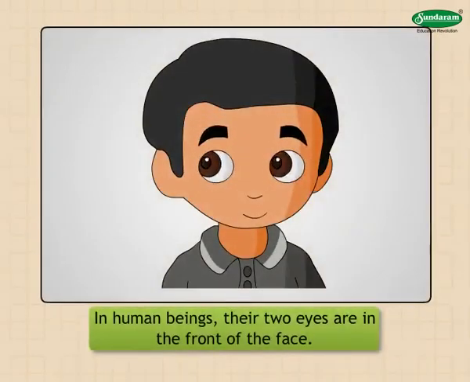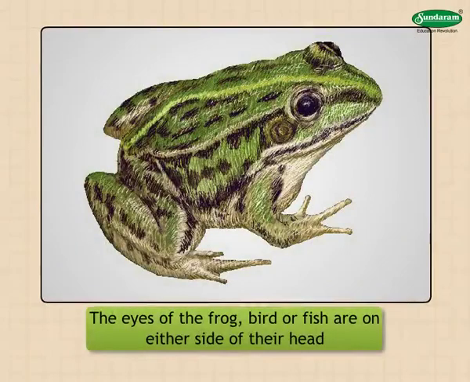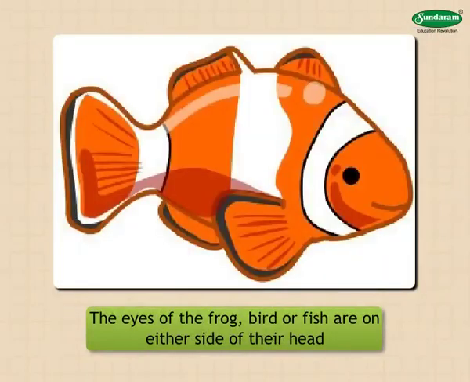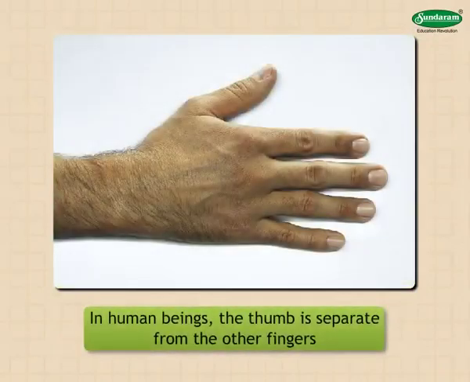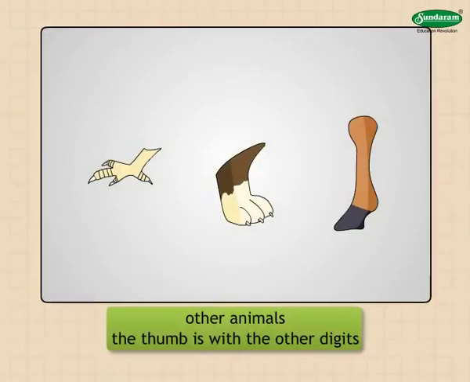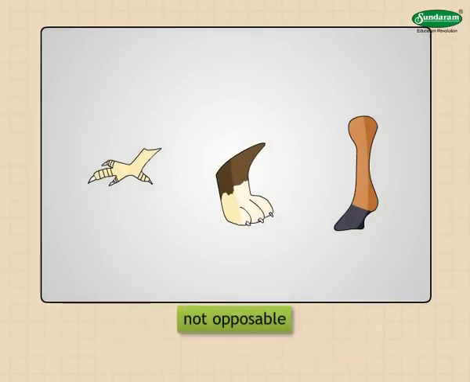In human beings, their two eyes are in front of the face. The eyes of the frog, bird, or fish are on either side of their head. In human beings, the thumb is separate from the other fingers and can be brought in front of them. It is said to be opposable.